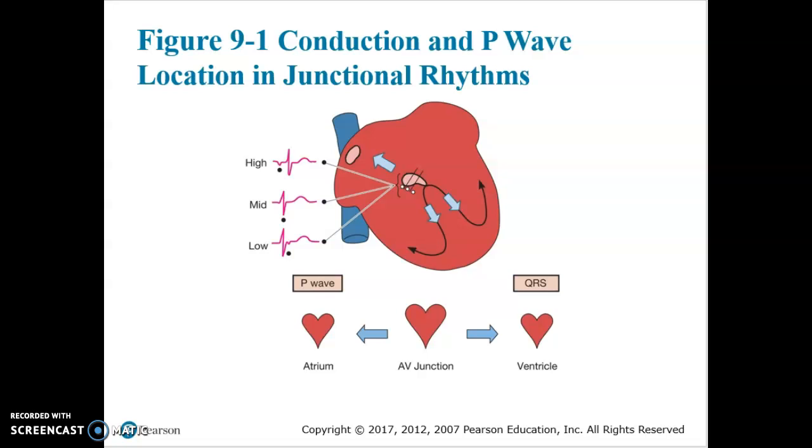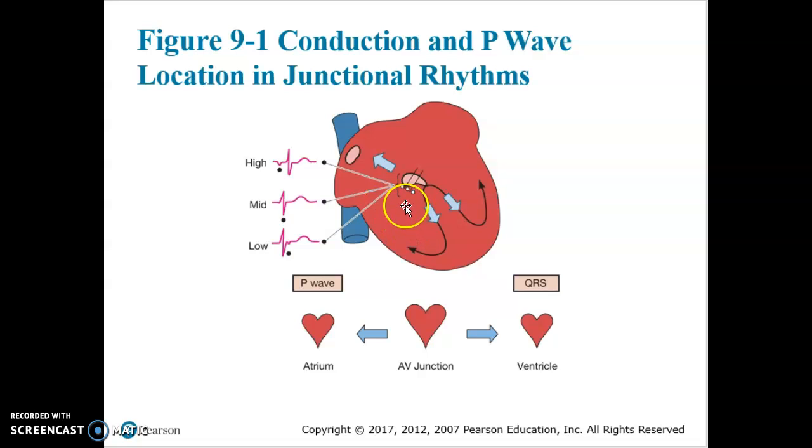If the impulse originates high in the AV junction, it will arrive at the atria first, and it will write an inverted P wave preceding the QRS. So if the impulse arises here at this top area, this high area of the AV junction, it will travel first, and it will arrive in the atria, and it will write an inverted P wave that is in front of the QRS complex. And the PR interval should be less than 0.12 seconds.